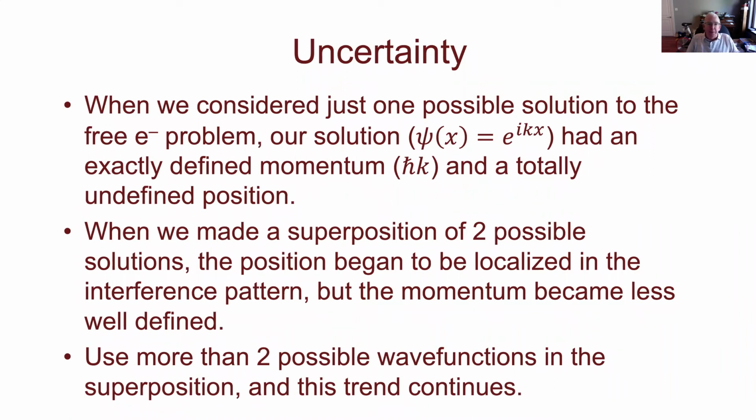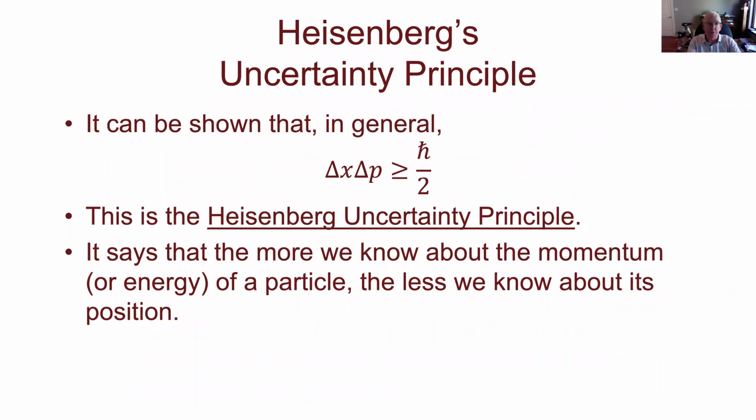Okay, when I made the superposition of two wave functions, so I did a linear combination of e to the ikx and e to the minus ikx, the position began to be localized somewhat, right? There was an interference pattern, there were maxima and minima, there was some information in there about positions, but the momentum became less well defined, right? Because then the momentum was no longer an eigenvalue, and so we had two possible momenta for the two possible wave functions, and so we lost information about that, right? If we use more than two wave functions in our superposition, that trend would keep going, right? We would gradually get more and more information about the position in this case, and less information about the momentum. Okay, this is a generalizable result that leads to something known as the Heisenberg uncertainty principle, right?